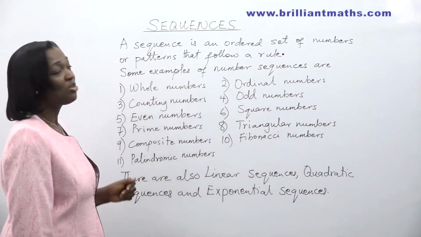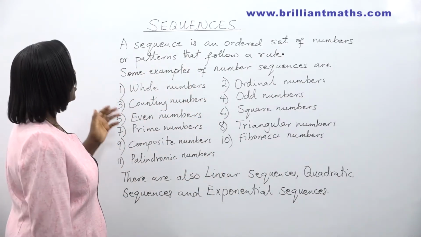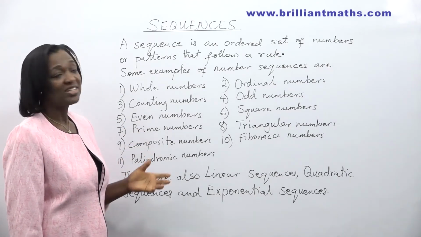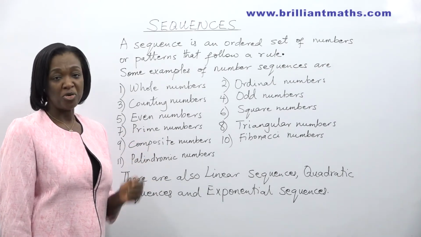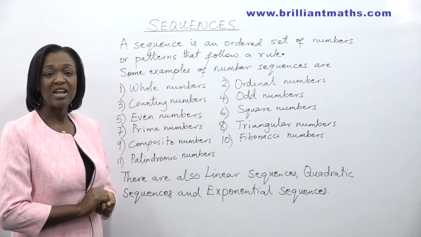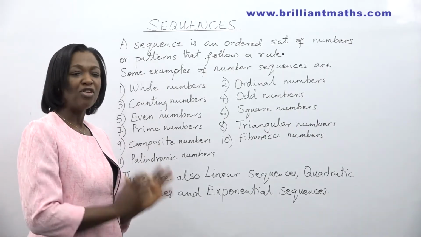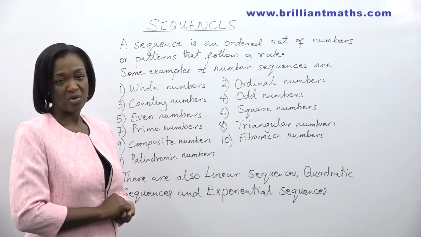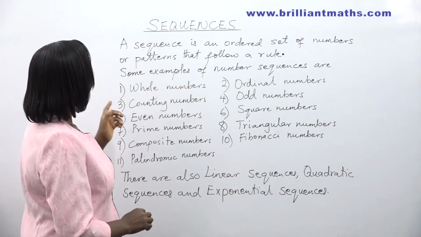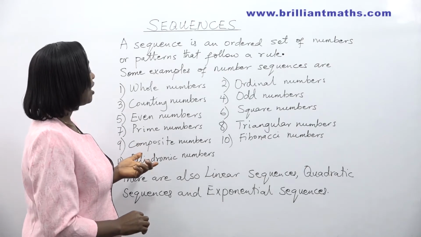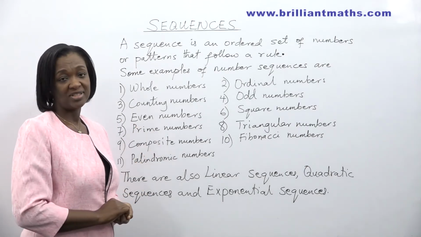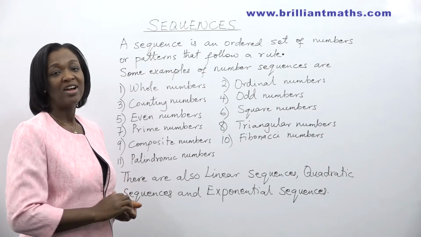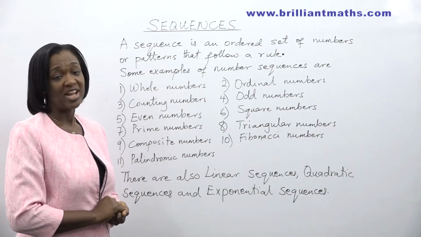Today we'll be looking at sequences. A sequence is an ordered set of numbers or patterns that follow a rule. The important thing about sequences is that they follow a particular rule. There's a rule for each sequence. Some examples of number sequences are the sequence of whole numbers. We all know whole numbers, 1, 2, 3, 4, but we may not have known that it's a sequence.